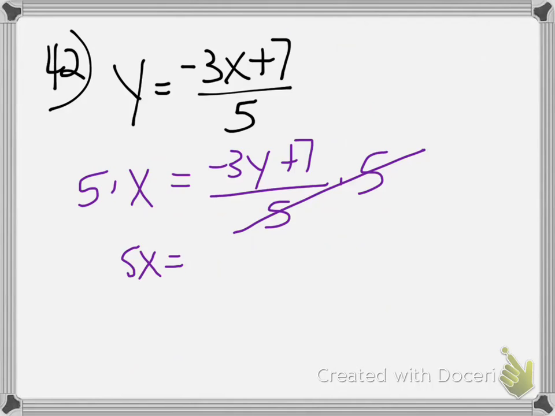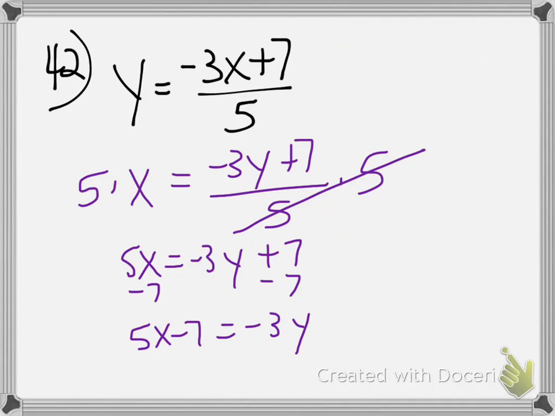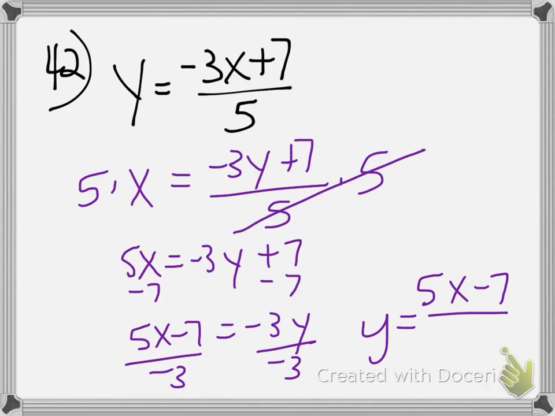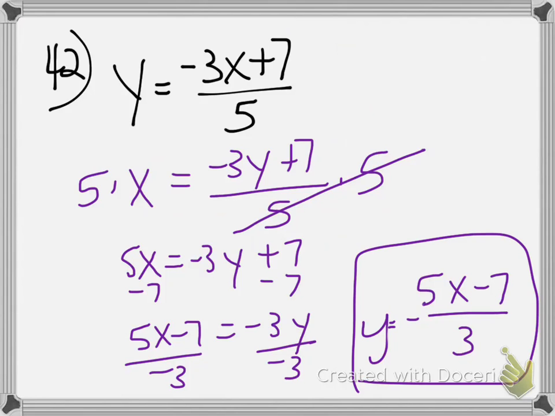So 5x equals negative 3y plus 7. So now I'm going to subtract 7 and subtract 7. So 5x minus 7 equals negative 3y. And I still want y by itself, so divide by negative 3, divide by negative 3. And my solution is 5x minus 7 divided by negative 3, or you can actually put the negative just right in front of the fraction. That's the inverse.